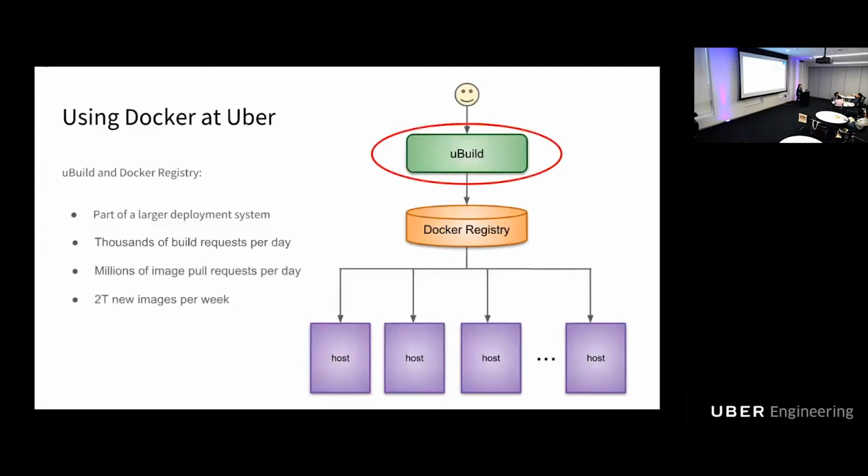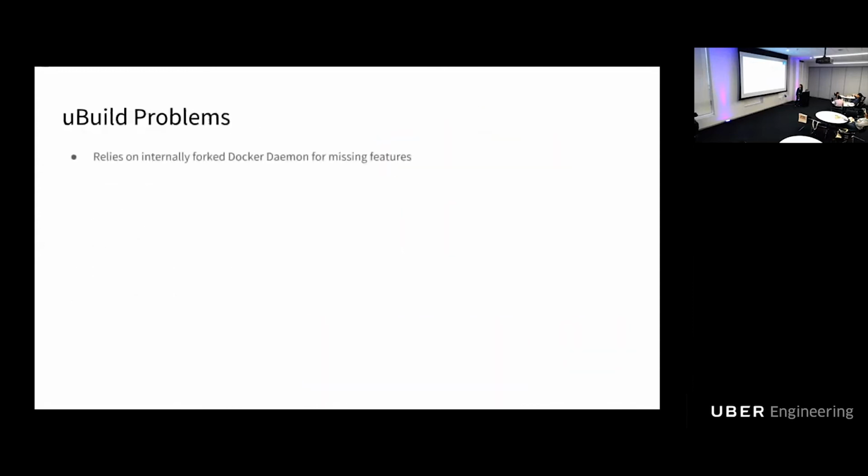So let's talk about uBuild first. Now, we've seen a few issues with regard to building Docker images with the native Docker daemon. The first one is we're actually running a forked Docker daemon version in our cluster because it doesn't have build-time mount. It also doesn't have build-time net options.